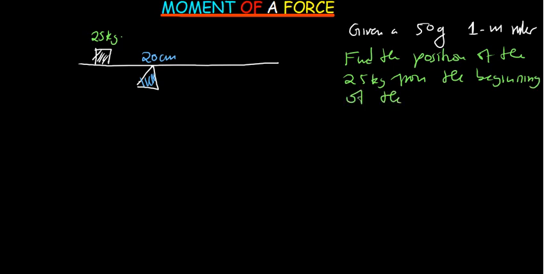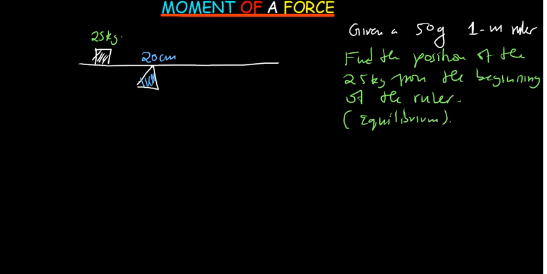So how are we able to calculate that? What is the position from the beginning of the ruler? What is the distance? To be able to determine that, an assumption we are taking is that the ruler is in equilibrium, meaning that it is not moving, it is balanced.